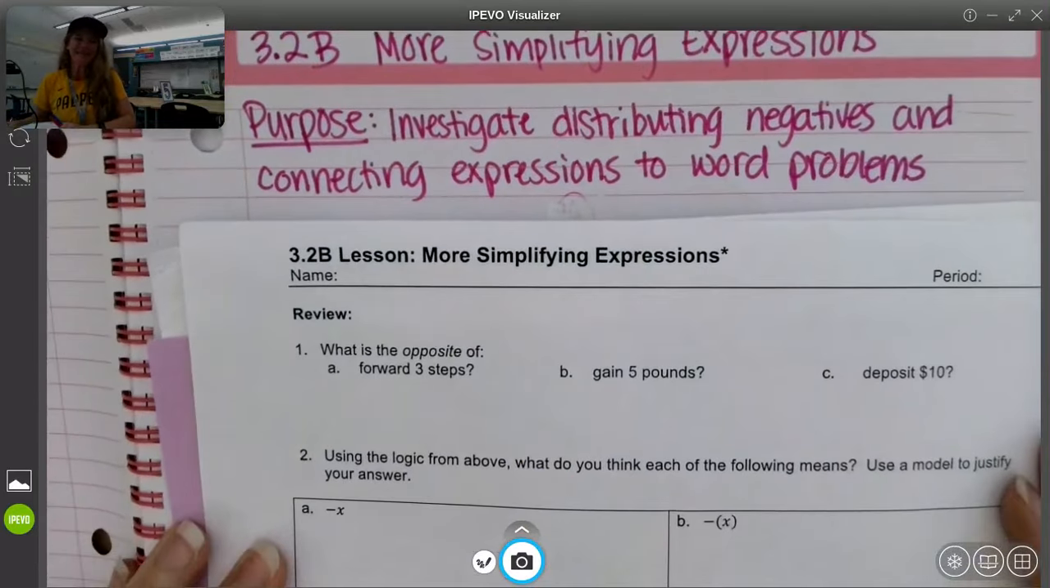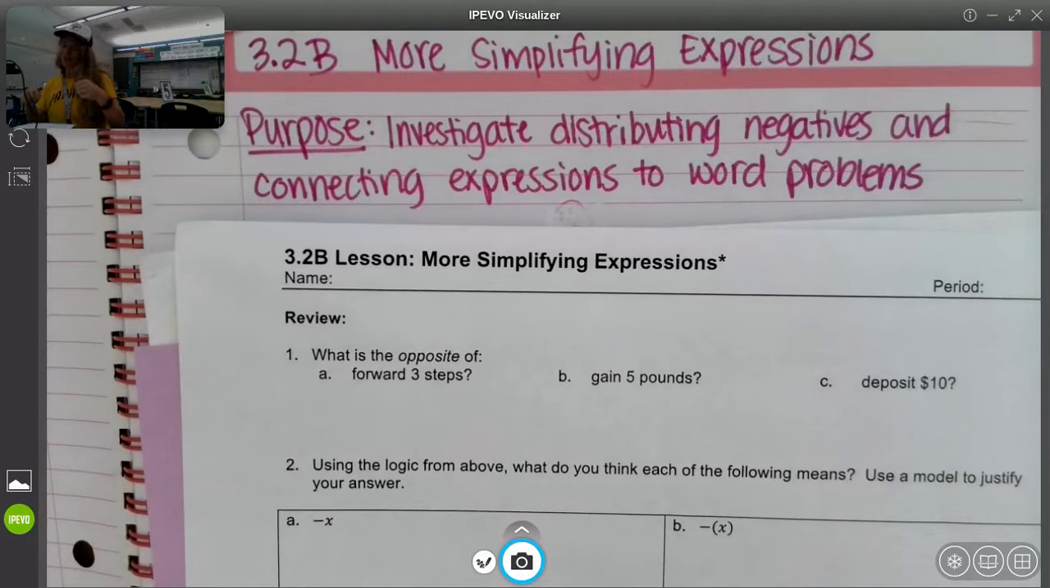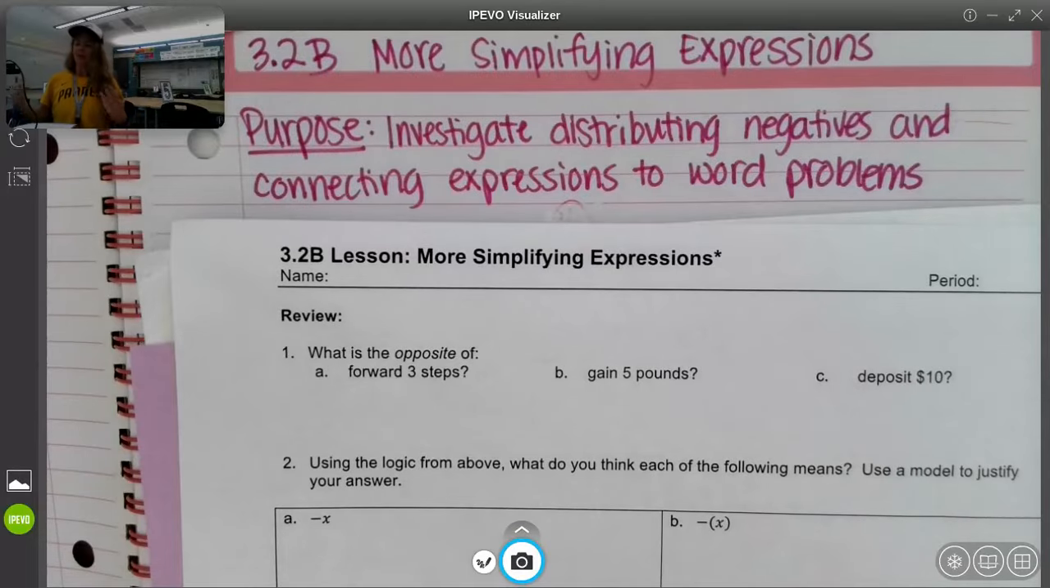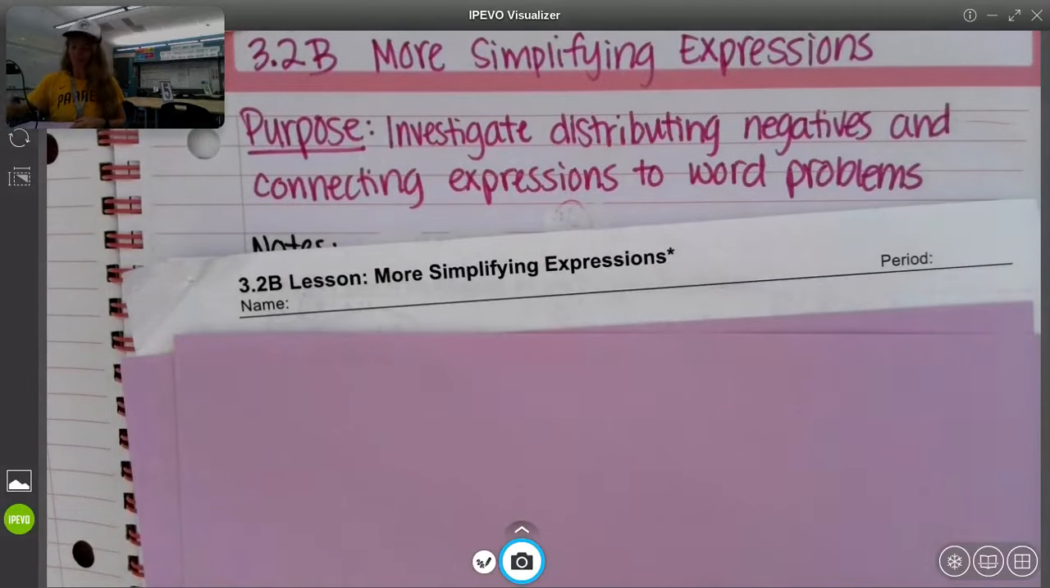So 3.2b, please write down your lesson purpose. Here you go. More simplifying expressions. We've been doing this with models, without models, sorting like terms, with groups, and we're just going to investigate distributing negatives today. So we're going to be using the distributive property, and we're going to connect expressions to word problems. So let's get started. You have your lesson in front of you. Be ready to pause the video whenever you need so you can be successful.